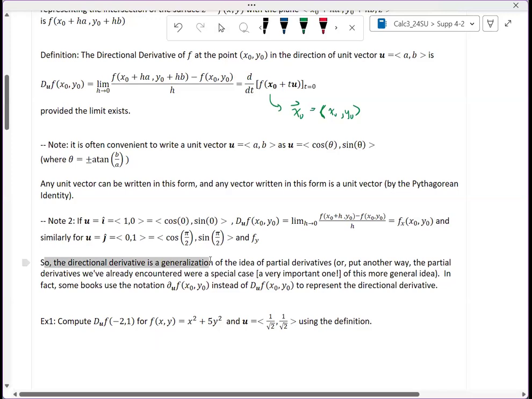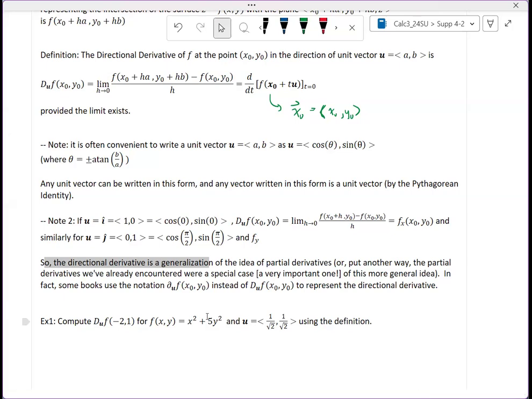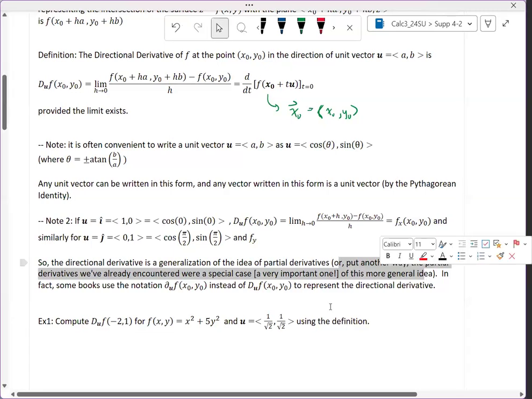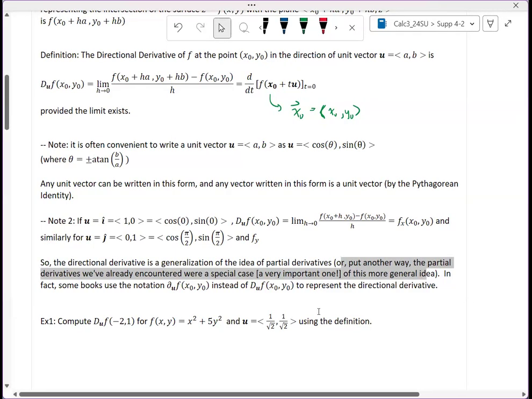So the directional derivative is a generalization of the idea of partial derivatives. Again, we saw that geometrically, looking at the pictures, that was the motivation, but we see that very clearly in the algebra now as well. Or we could put it another way. We could say the partial derivatives that we've encountered previously were just a special case of this more general idea, albeit a very important special case. Just because it's a special case doesn't mean I mean to trivialize it. Partial derivatives are extremely important, but they're a special case of this idea of directional derivative.